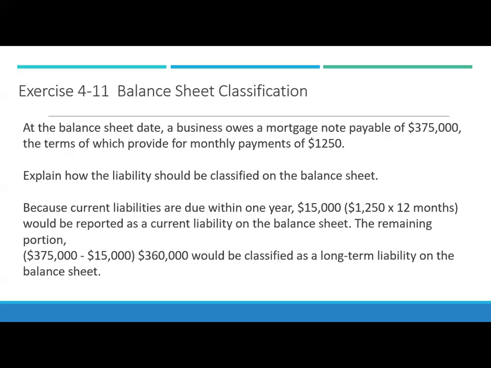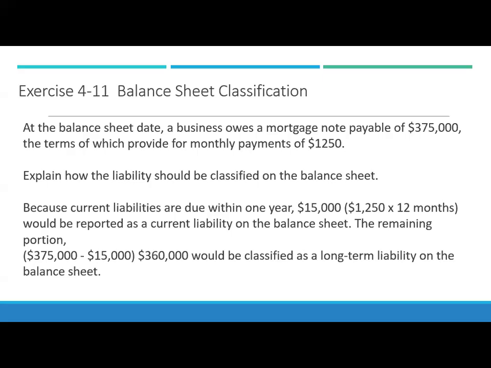And then what that does is it puts the accounting equation out of balance because the total liability from this mortgage is 375. So we need to make sure that only 360 is put in the long-term section so that the total mortgage disclosed on the balance sheet is equal to the total mortgage of 375.